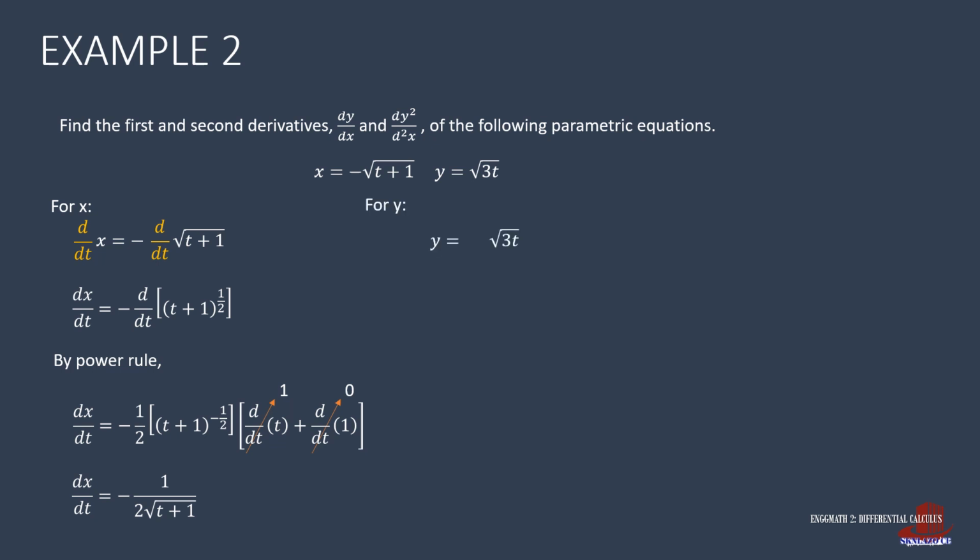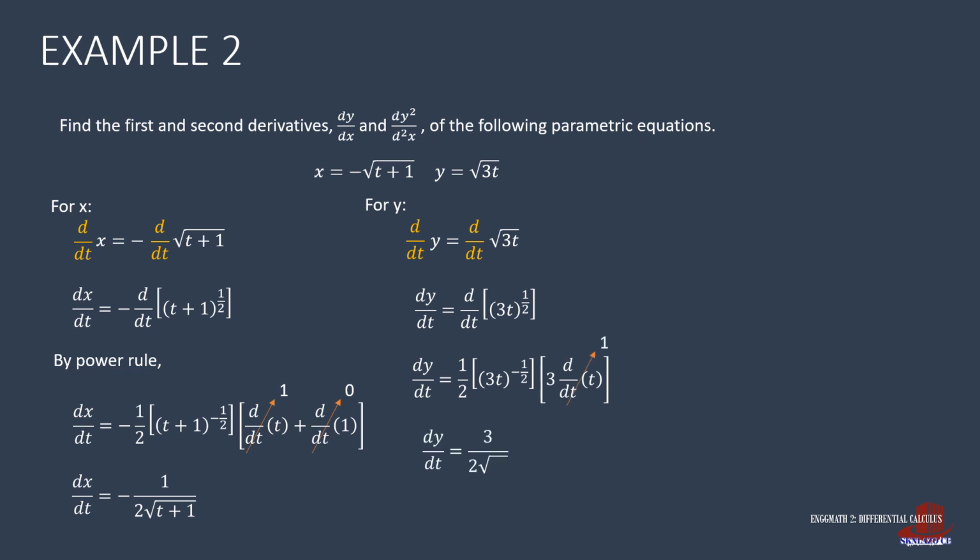For y, we do the same procedure, that is to take the derivative of root of 3t, taken as 3t raised to 1/2 in its exponential form. Using power rule again, we have dy/dt as half of 3t raised to negative 1/2, then multiply this by 3 times dt/dt taken as 1. So dy/dt is 3 over 2 times the root of 3t.